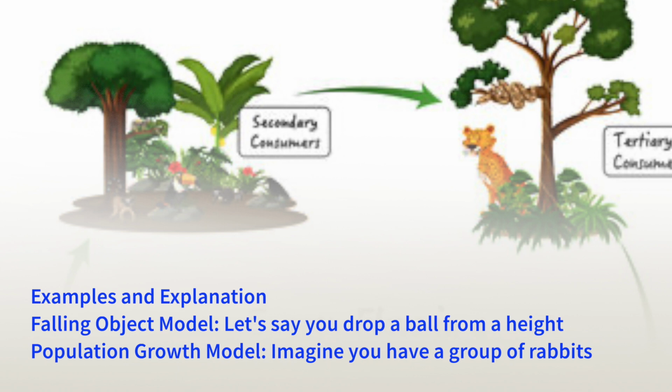Another example is the population growth model. Imagine you have a group of rabbits. Math helps us study how these baby rabbits populate. We are taking into account their birth rate, their death rate, etc.